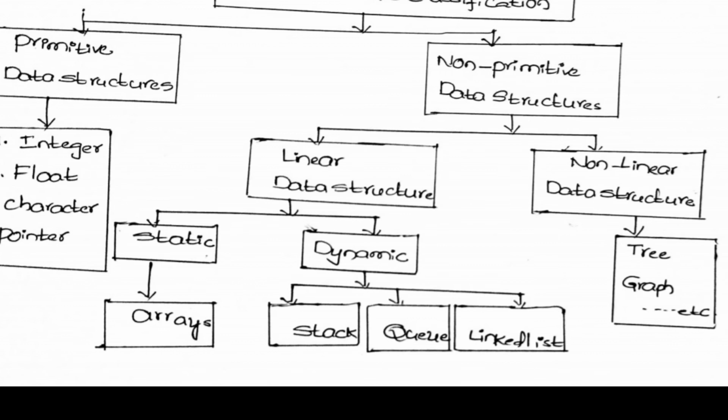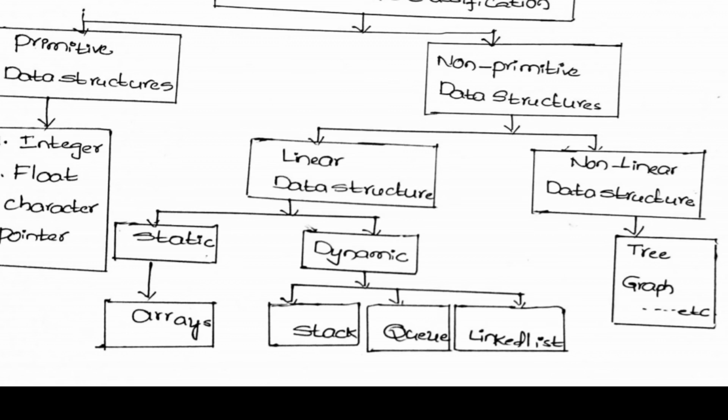So stack uses the web browser as its real-time example. There are many real-time examples for dynamic structures. For stack, the example is the web browser. For queue, whenever you are making an online transaction, it will be first in, first out, so that comes under queue. Linked list means it will be interconnected, so the best example is the media player.